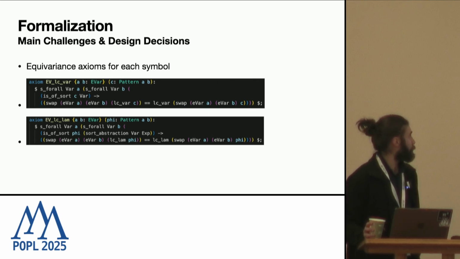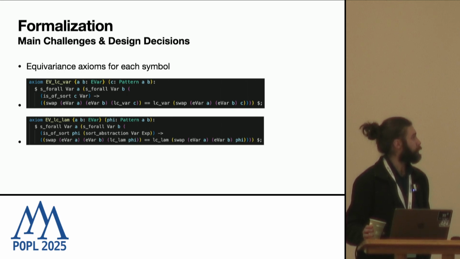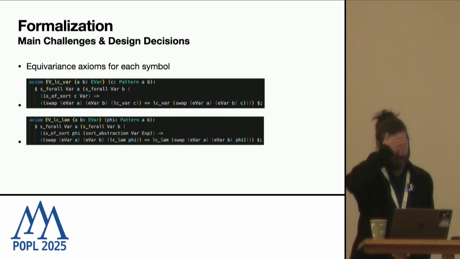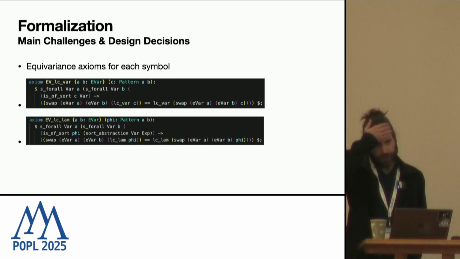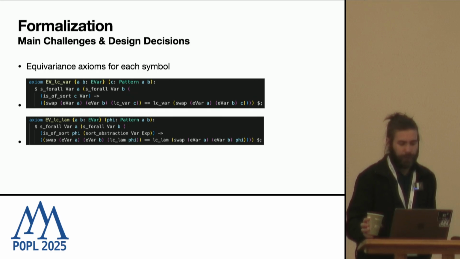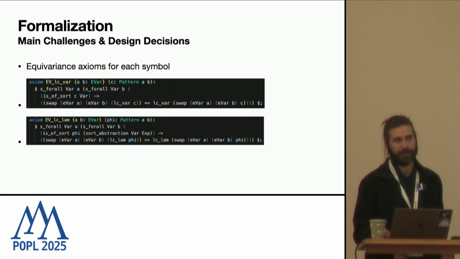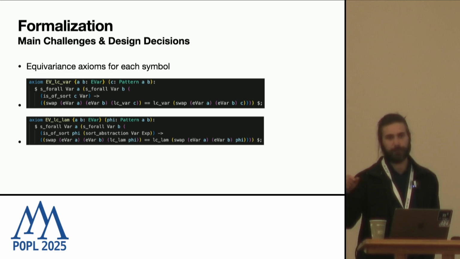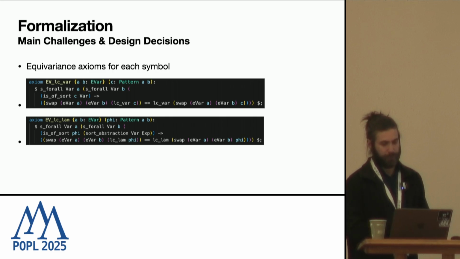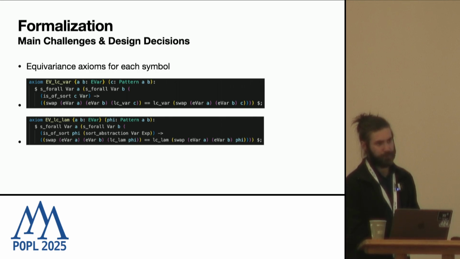Another important decision that we had to make when designing this formalization was with respect to equivariance axioms. For those of you familiar with nominal logic, in nominal logic, do I still have time? All right. In nominal logic, every single symbol is equivariant in the sense that if you have a swap operation, swap of AB applied to a symbol and some arguments, the swap is propagated to the arguments. And that is just one axiom in nominal logic.